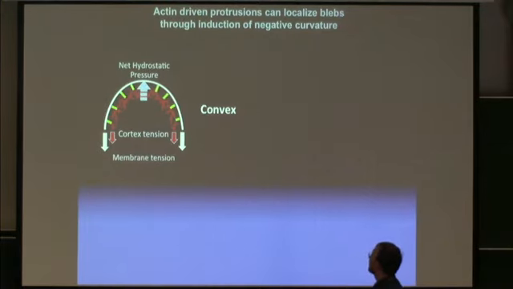I don't have the time to show too much of the data, so I want to directly jump to a conceptual model which we derived. Where in a convex configuration, the hydrostatic pressure is balanced by cortical tension and membrane tension. It's actually very difficult to separate the two.